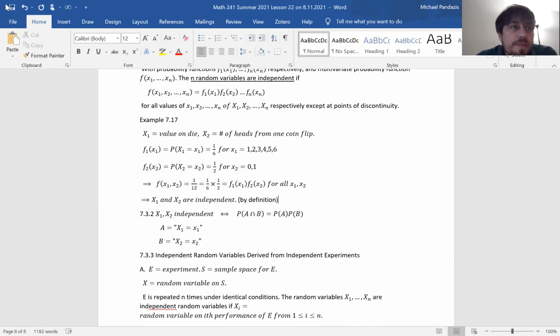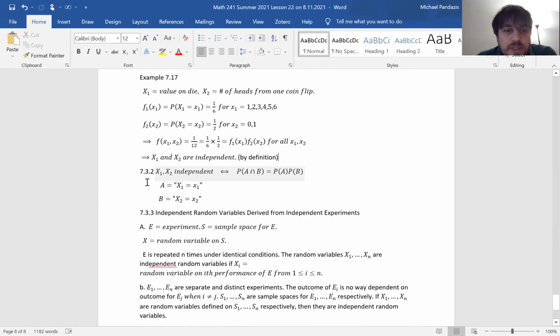Okay. And so now saying X1, X2 are independent is equivalent to saying that the probability of A and B is equal to the probability of A times the probability of B, where event A is capital X1 equals little x1, and event B is capital X2 equals little x2, right? Because what does A intersection B mean for this A and this B? It means X1 equals little x1 and X2 equals little x2.